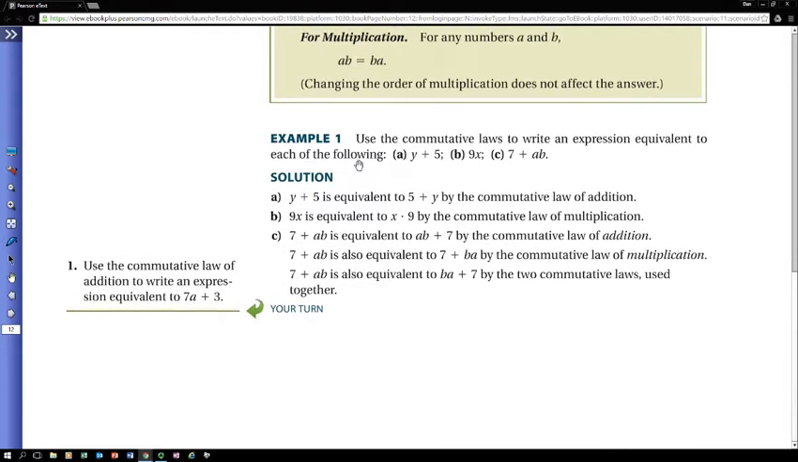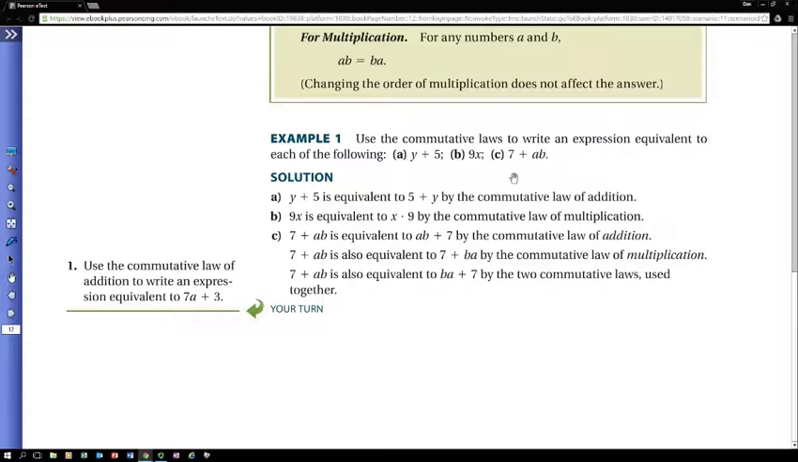So when they ask you questions here like show the commutative law for this expression, well, I have addition, so I can use the commutative property on addition. I could rewrite this in a different order. I'd rewrite it as 5 plus y. Now 9x is 9 times x, so I could rewrite that as x times 9 using the commutative property of multiplication.